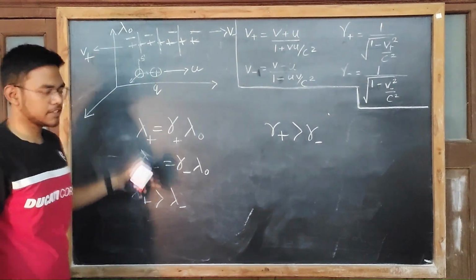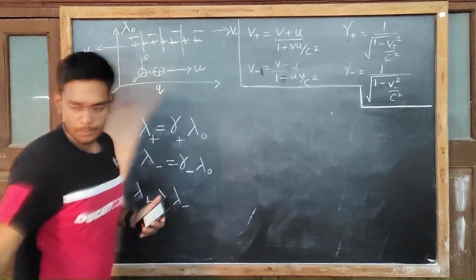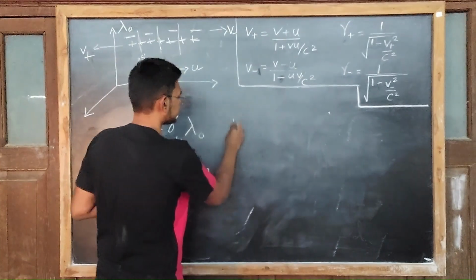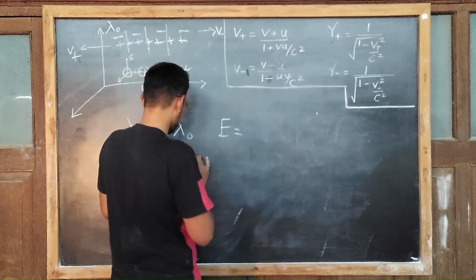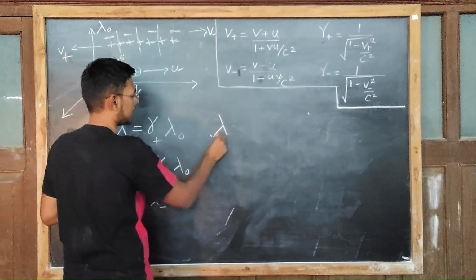You will now see that the electric field will also be not 0. You can calculate the electric field. The electric field for an infinitely long line charge is given by E equals... okay, first we will just calculate the total lambda.